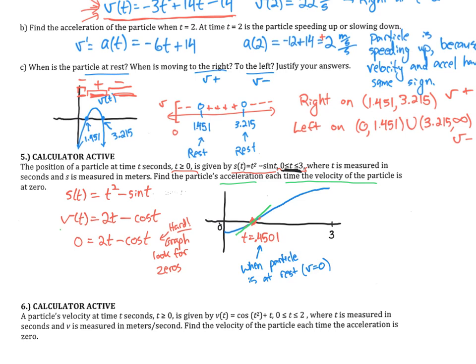So from this velocity equation, I'm going to take the derivative over here on this side and find what my acceleration would be. The derivative of 2t is 2. And then the derivative of cosine is negative sine. So we have minus negative sine, which would be positive sine of t. And then I want to figure out what the acceleration would be at that particular point in time. So I'm just going to plug in 0.4501 into my acceleration and see what we get.